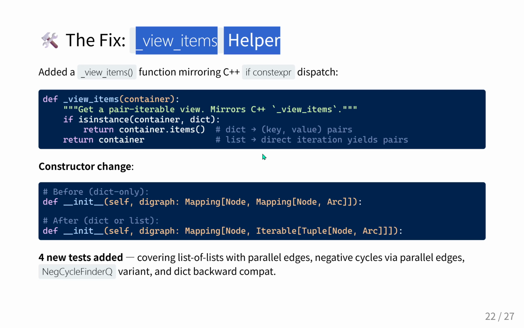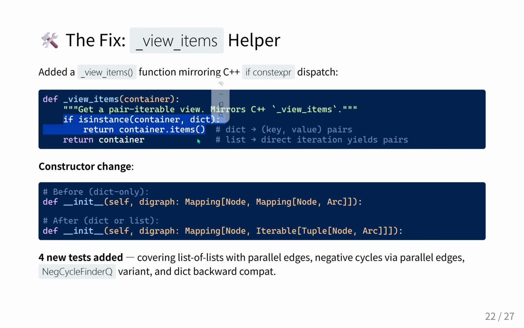Oh, I see. If it is a dictionary, great, it extracts the items. But if it's a list of lists, which we know can hold parallel edges, it says, okay, you don't have an items method, but I can still iterate through you pair by pair. It adapts based on the structure it encounters.